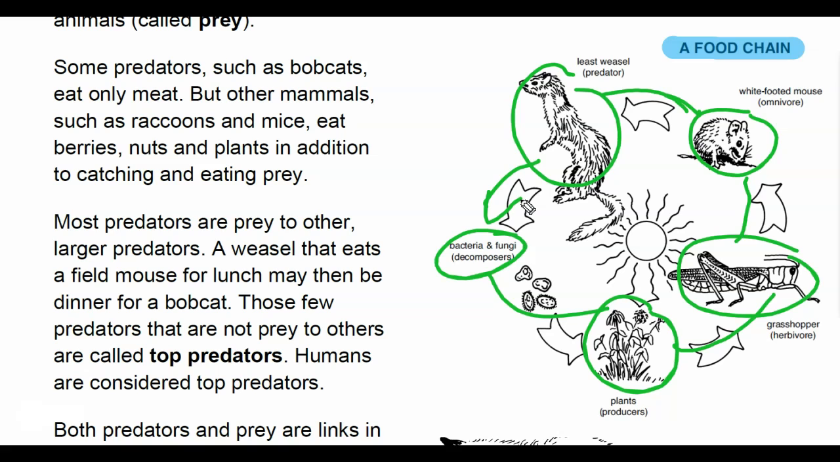Okay, so let's say for example, we didn't have a mouse. Now there's a break in the chain, right? So it's very important that we conserve and protect our animals because, well, they kind of need them to eat.